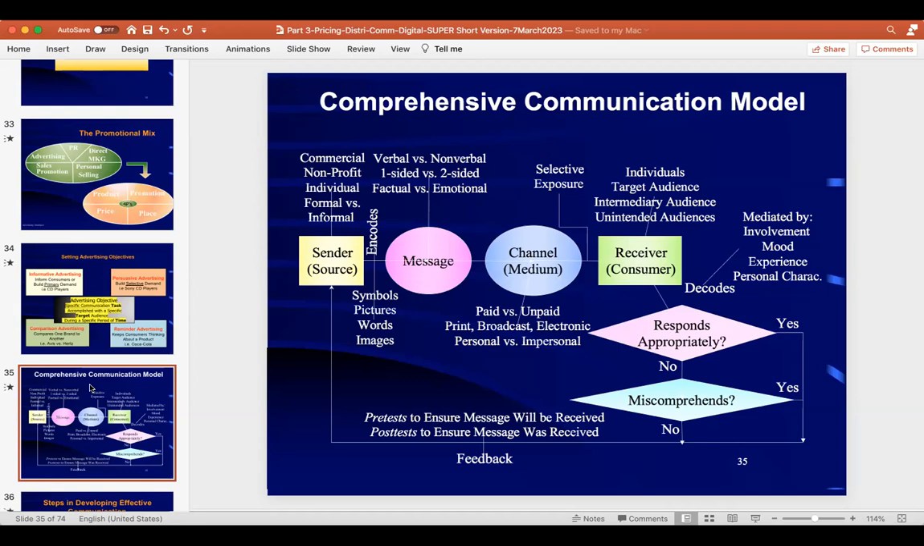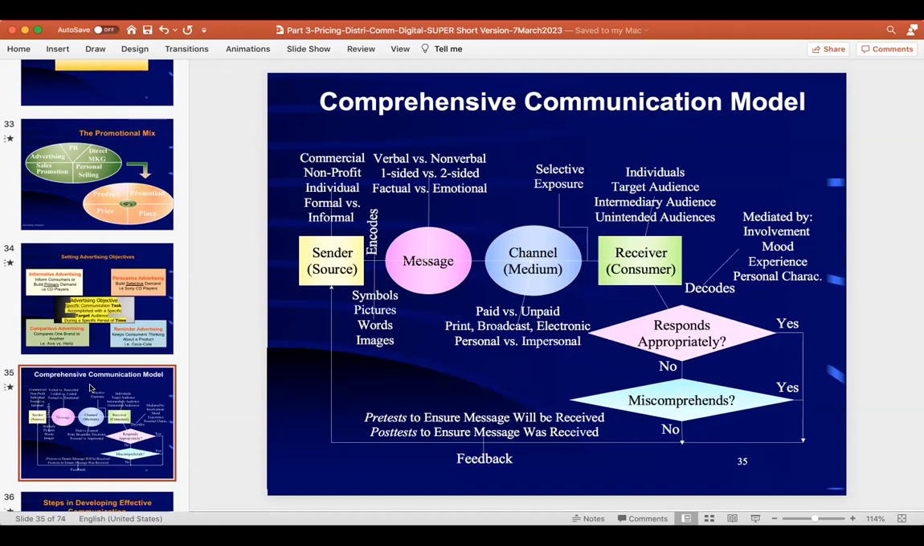So that's what they're going to say, the words or the image they're going to use. Then you have the channel that you have to select. What's going to be the best way? Should it be TikTok? Should it be Newsweek? Should it be the Wall Street Journal? Should it be this influencer? And then the receiver is the person receiving it. And the issue here is, did they understand?